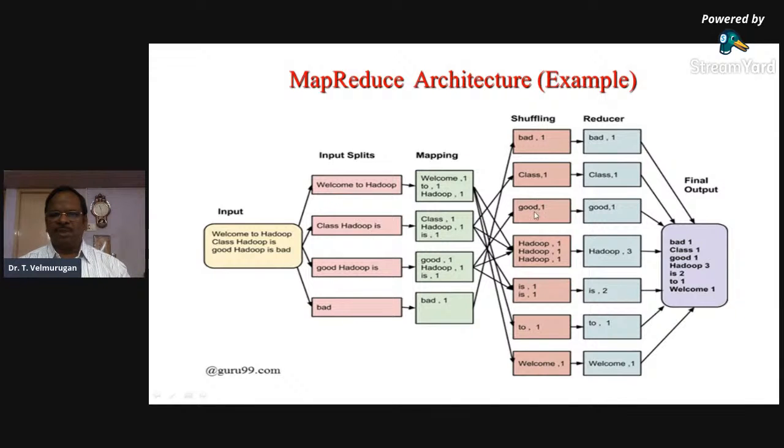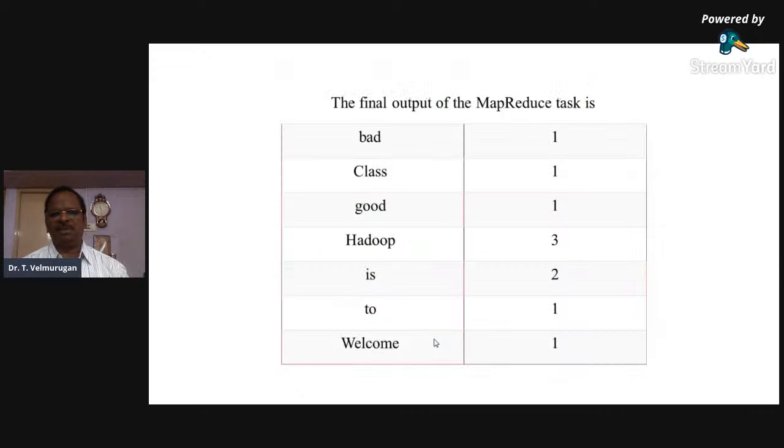shuffling method, in which bad occurs only one time, class occurs only one time, good occurs only one time, Hadoop occurs 3 times, is occurs 2 times, to occurs one time, welcome occurs one time. The final output is bad one time, class one time, good one time, Hadoop 3 times, and so on. In this way, the MapReduce architecture is executed. By means of this example, I hope you can understand how Hadoop MapReduce is carried out.